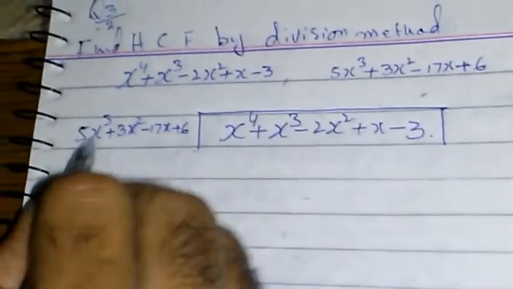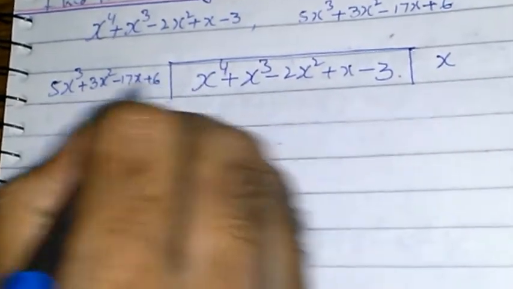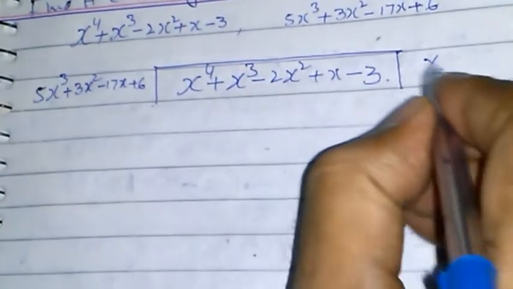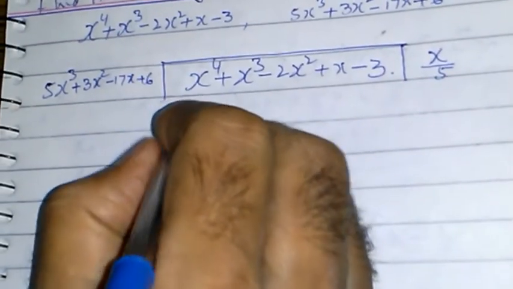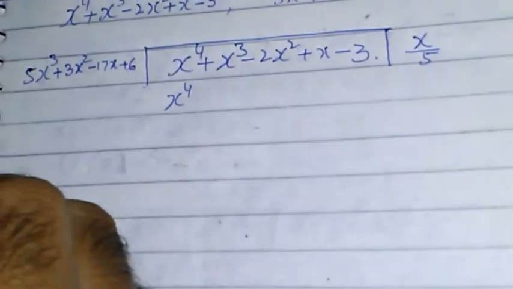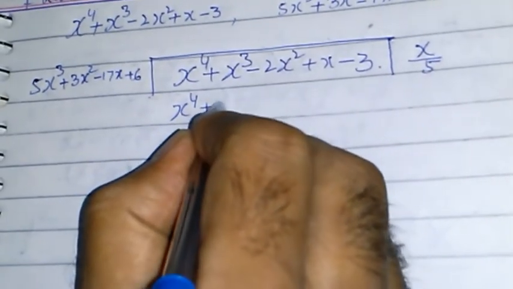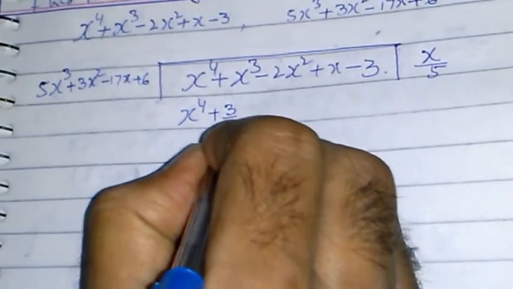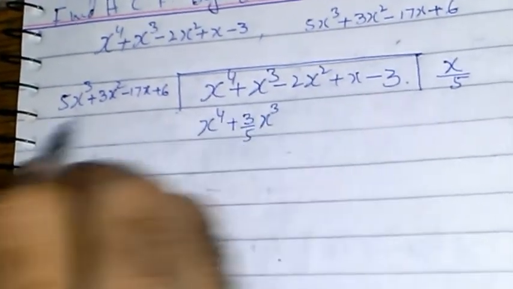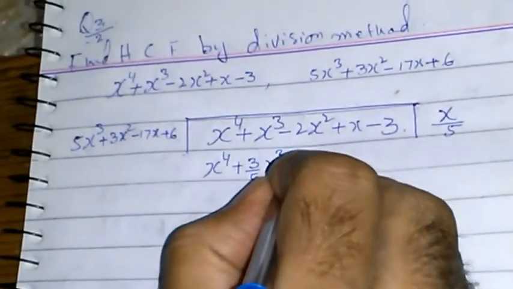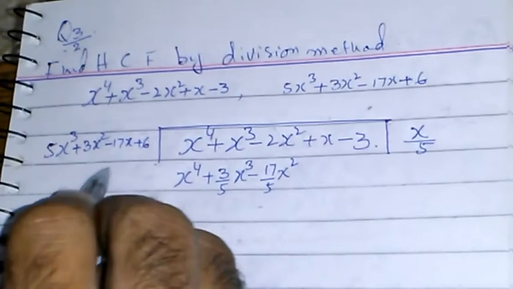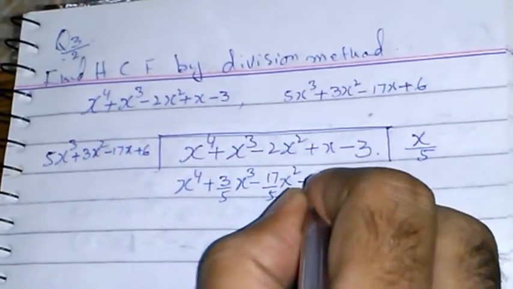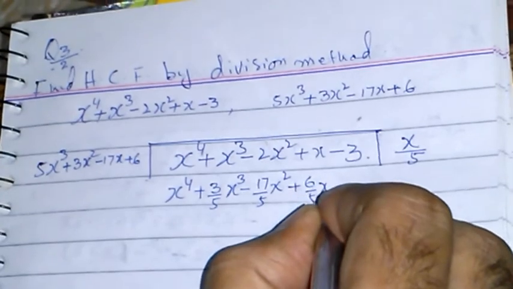Here is 4, here is 3, we need x. Here is 1, here is 5, so we need to divide this with the 5. So we write it for x over 5. We get x to the power 4 plus 3 over 5 x cube minus 17 over 5 x square plus 6 over 5 x.